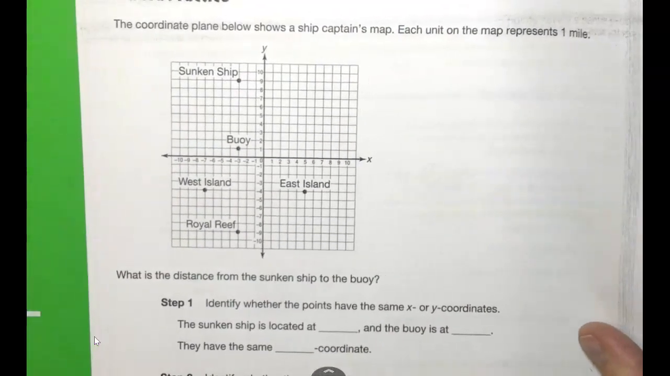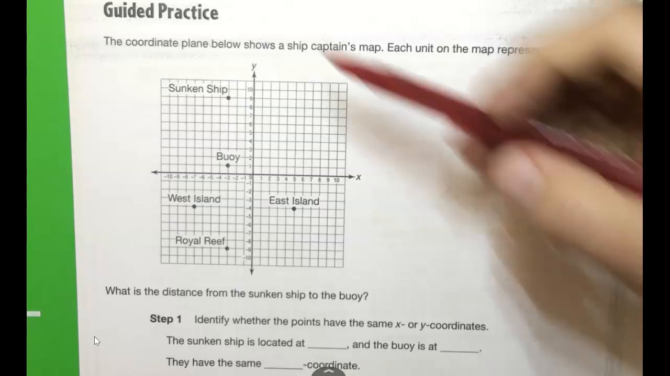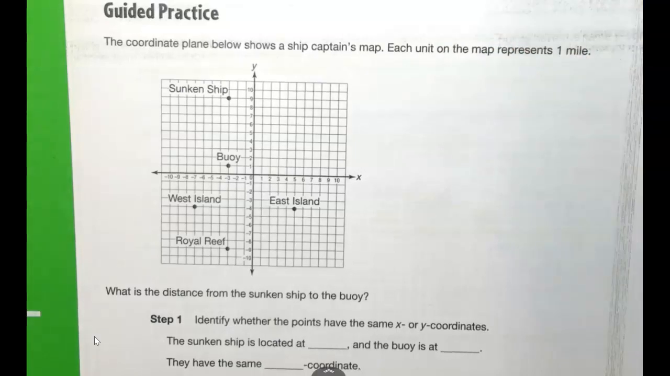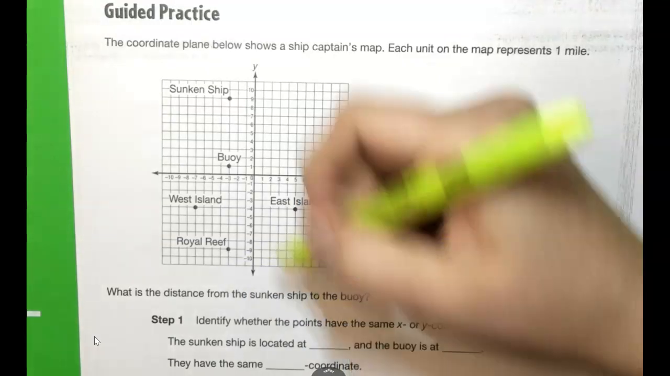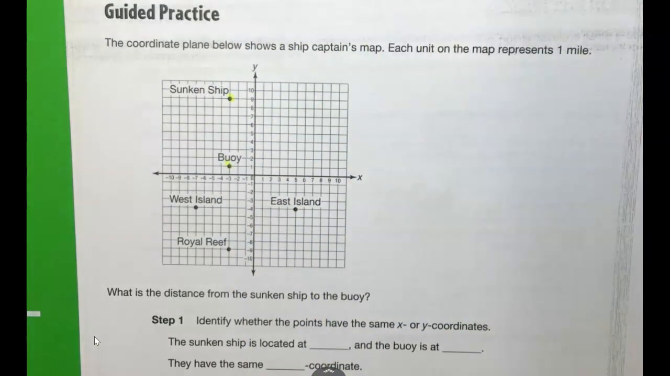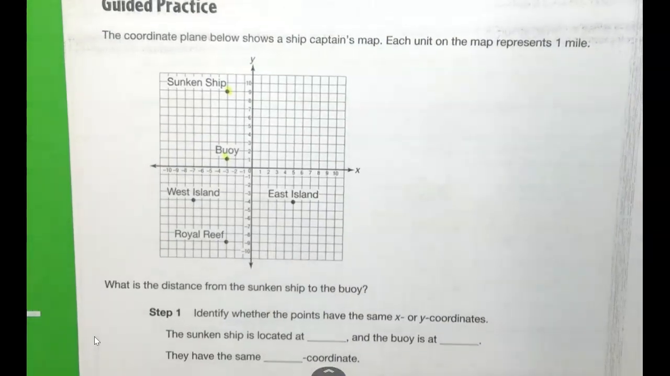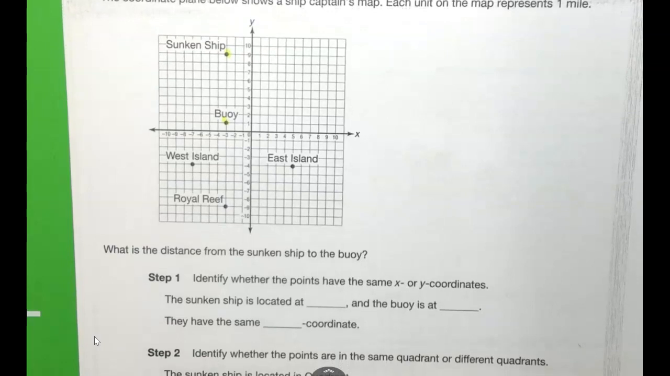Okay, looking at the guided practice on the next page. The coordinate plane below shows a ship captain's map. Each unit on the map represents 1 mile. So that means each unit is worth 1 mile. What is the distance from the sunken ship to the buoy? So we've got the sunken ship and the buoy. Identify whether the points have the same x or y coordinates. First we need to find the coordinates of the sunken ship and the buoy.